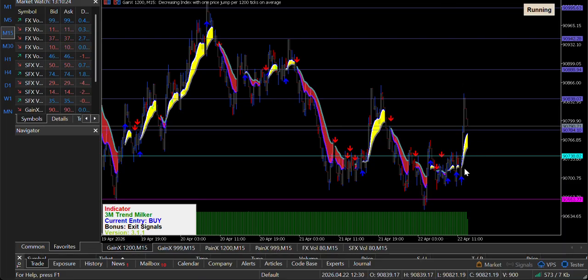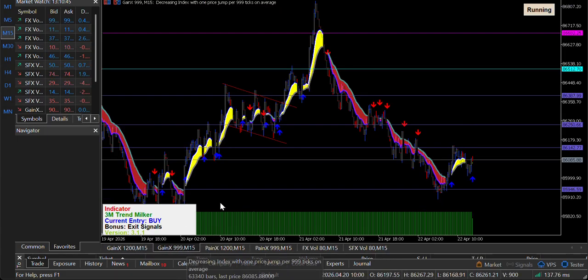This is going to be more of an uptrend than a downtrend. There might be pullbacks in between, but it should give us more profit in an uptrend mode than in a downtrend mode. So we should take note of that. This is buying right now at the moment. This is GainX 1200. The next asset is going to be GainX 999. Let's check it out together.